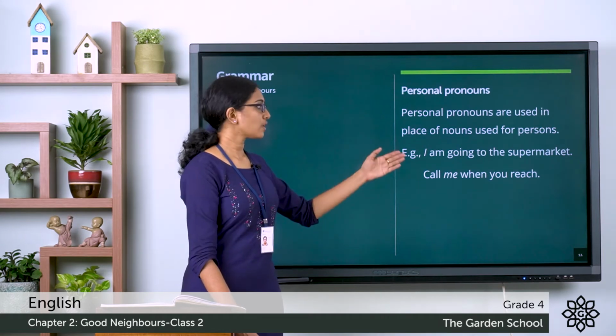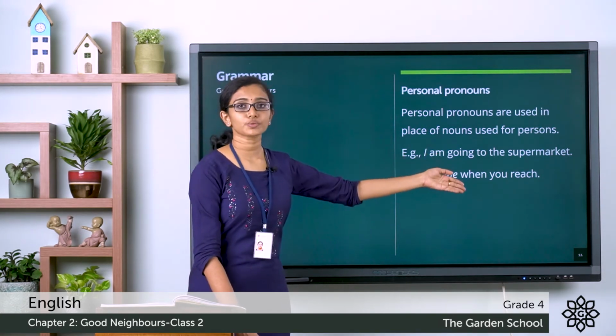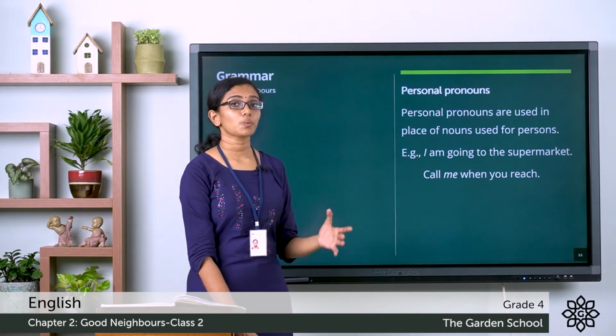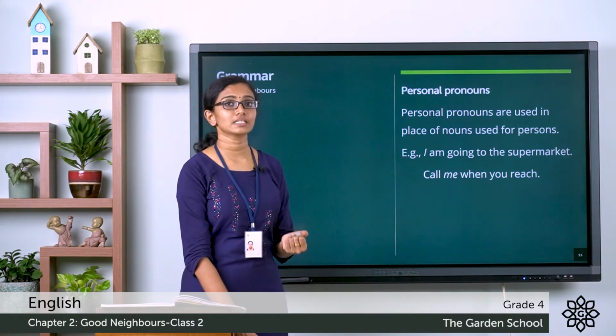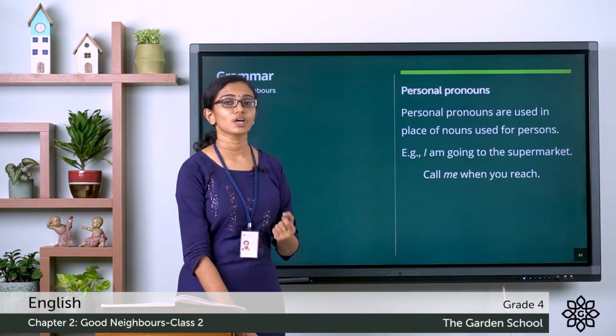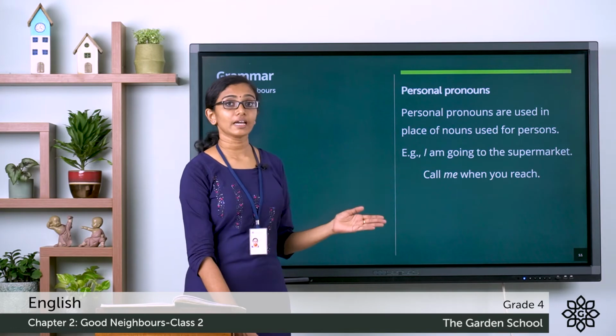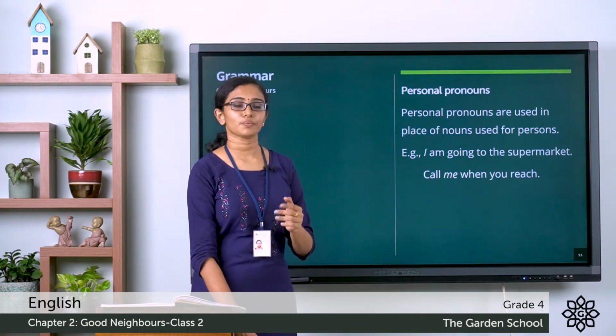Now you see in the first sentence, I am going to the supermarket. Who is doing the action? I am doing the action. So the one who is doing the action in a sentence is called the subject of the sentence. So here I is the subject. So you can say I is an example of a subject pronoun.